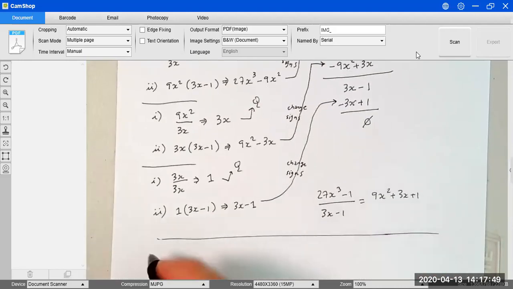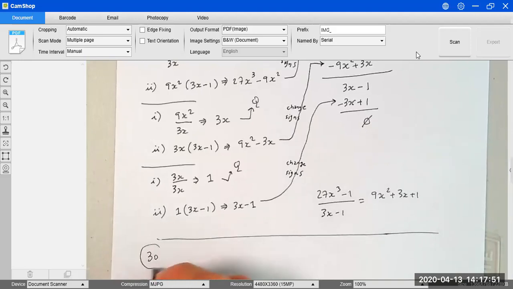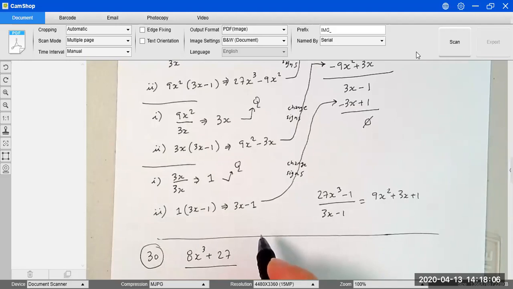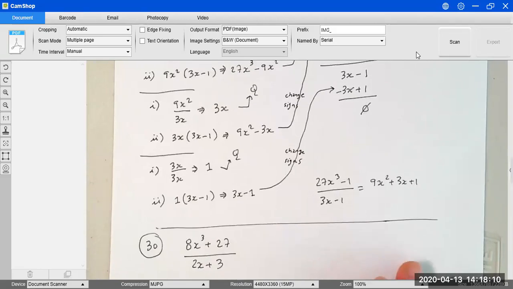So now you're going to have to work on problem 30. Problem 30 is another binomial. So it's going to be ax cubed plus 27, and you're going to divide by 2x plus 3. So that's the problem. Do it. Send me your answers via chat.